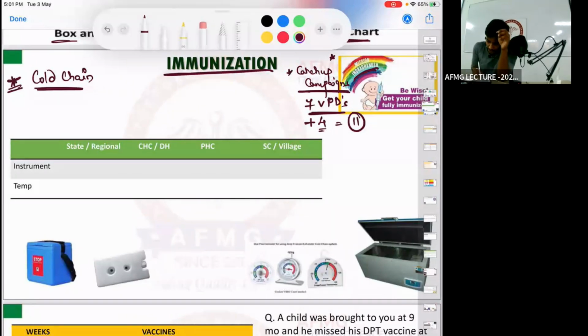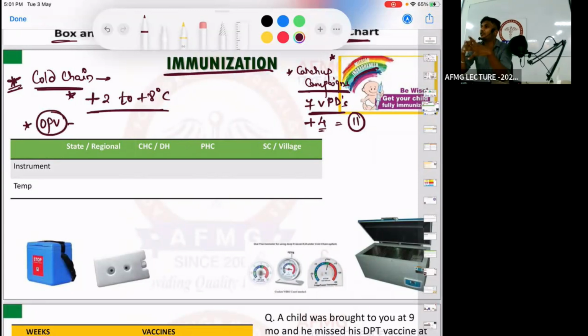Right? What is the temperature of cold chain? Anybody? So overall, if they ask you, the temperature of cold chain is +2 to +8 degrees Celsius. No issues with this. So most of the vaccines will be stored at +2 to +8 degrees Celsius, except one, that is oral polio vaccine. So if you need to store oral polio vaccine for a longer duration of time, the temperature of vaccine storage should be minus 15 to minus 25 degrees Celsius.